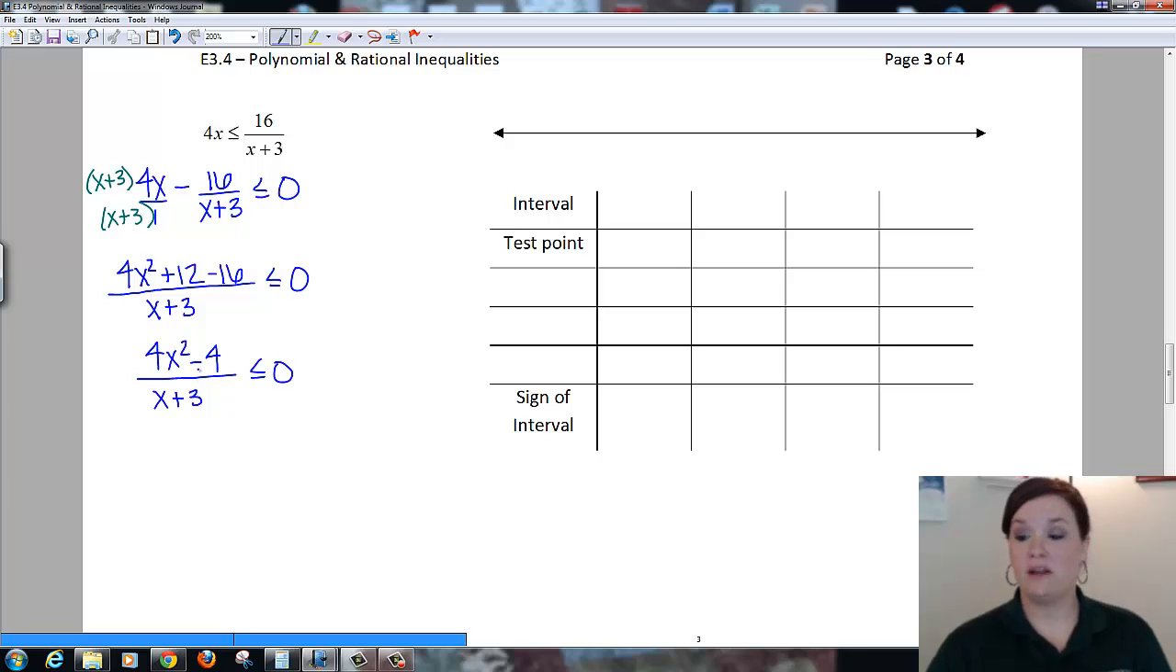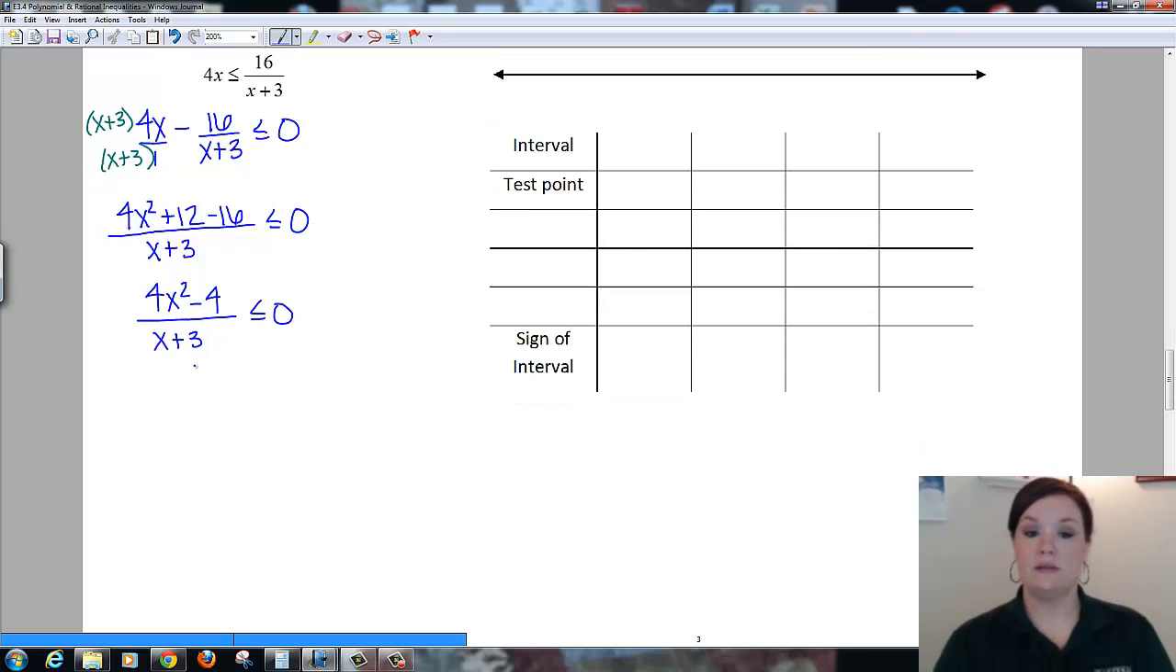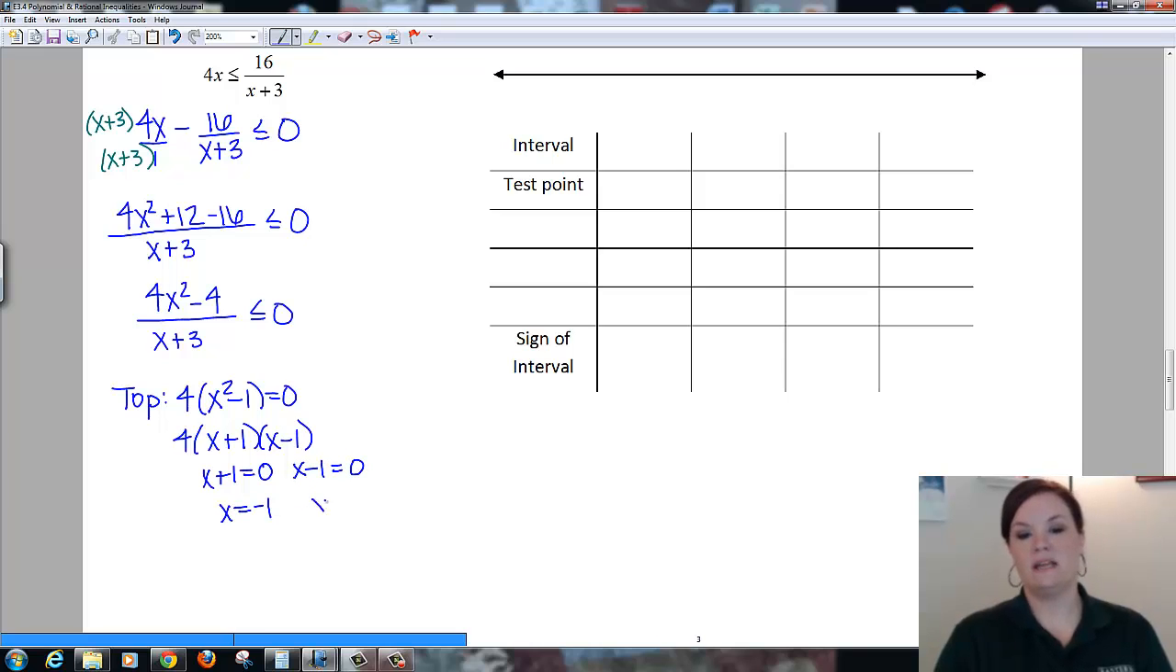Okay, so now I need to find my zeros from the top and my zeros from the bottom. So I'm going to look at the top. When I find my zeros from the top, I can take out a greatest common factor, which is 4. And I'm left with x squared minus 1. X squared minus 1 is a difference of squares. So that factors into x plus 1 times x minus 1. When I solve these, x plus 1 equals 0 or x minus 1 equals 0, I end up with x equals negative 1 or x equals positive 1.